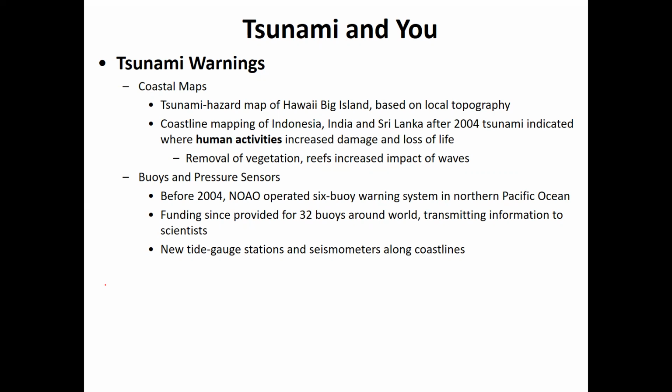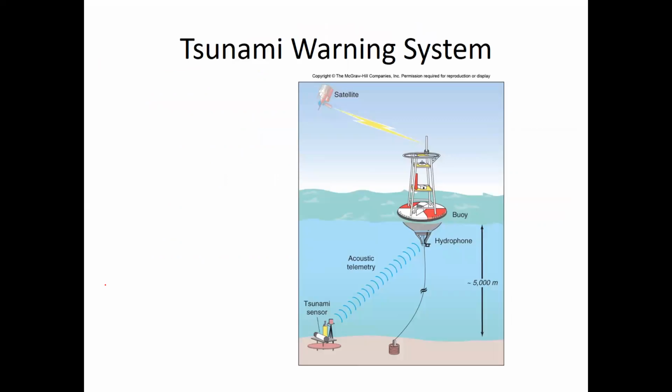So how we have tsunami warning systems work is we have buoys and pressure sensors out in the ocean. So prior to 2004, NOAA operated 6 buoy warning systems in the Northern Pacific Ocean, and funding since then, since the Indian Ocean tsunami, has provided 32 additional buoys around the world, transmitting information to scientists. And so new tide gauge systems and seismometers along coastlines to also monitor tsunami.